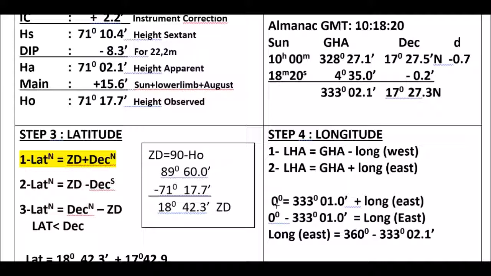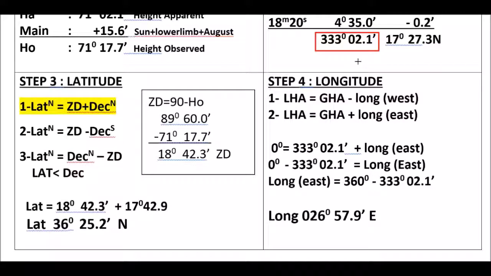The local hour angle 0 degrees equals the Greenwich hour angle we already calculated here, and this value goes to the other side as minus, 333 degrees. Of course 0 degrees means 360 degrees. 360 degrees minus 330 degrees 2.1 minutes, and the result will be our longitude. Isn't it easy?